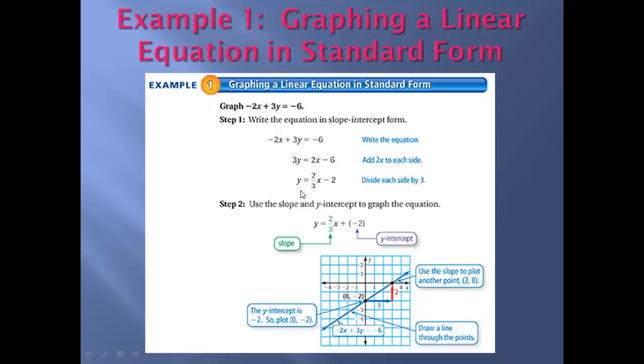Our second step is to use the slope and y-intercept to graph the equation. Our slope is 2/3 and our y-intercept is negative 2. We are going to first graph the y-intercept. If it's negative 2, that means we have 0, negative 2, which would be right here. Then we use our slope to get our second point. Our slope is 2/3, so our rise is 2 and our run is 3. So we go over 1, 2, 3, and then up 1, 2. This will give us our second point, and then we can draw a line through the points.